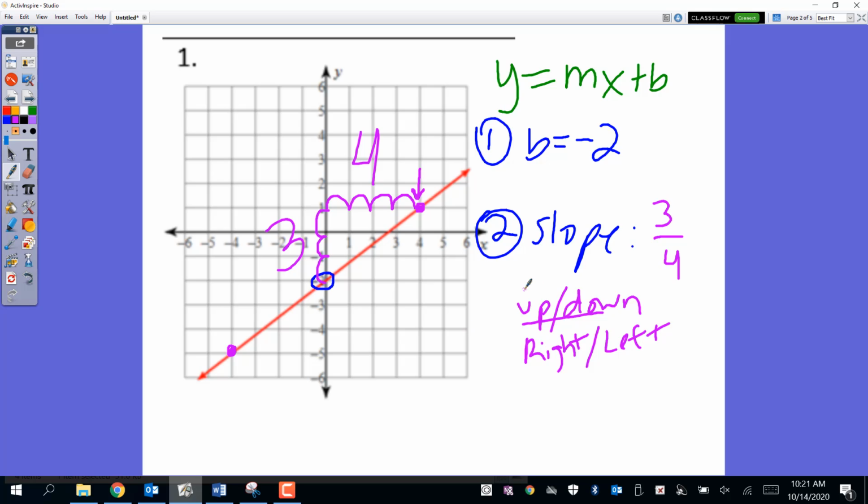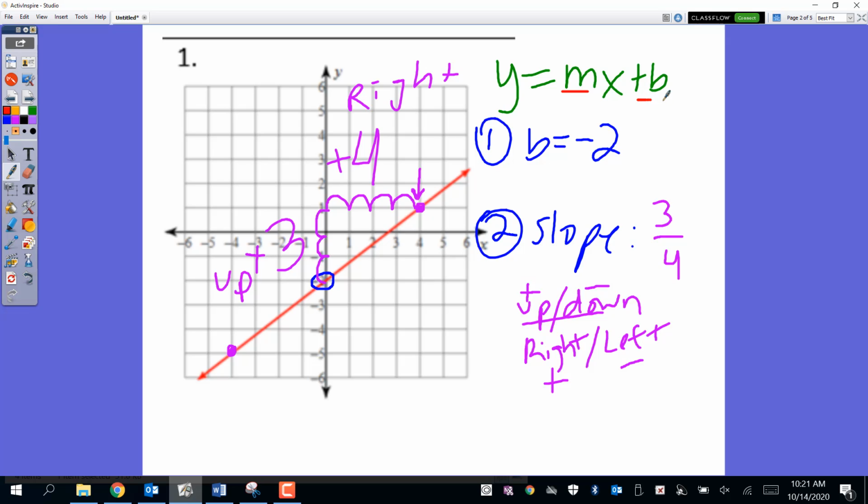And the same rules apply. If I moved up, that means it's a positive number. Down means negative. If I moved to the right, that's a positive number. If I moved to the left, negative. So when I moved 3, I went 3 up, which means this is positive 3. When I moved 4, I went 4 to the right, which means this is also a positive number. So I have positive 3 over positive 4. I don't need to put the plus signs. That's good. So now all I have to do is write the stuff into my equation right there.